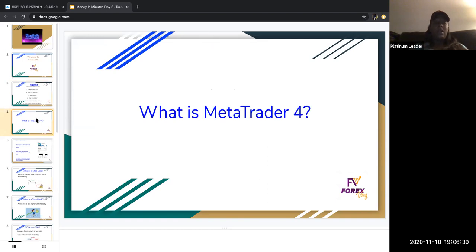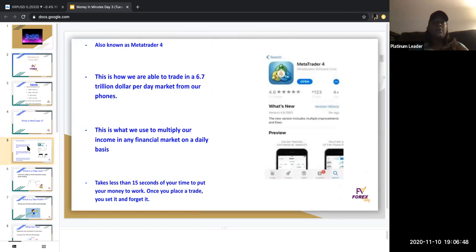Or you may even hear us say MT4. They're both the same thing. You may just hear us say one or the other. But it's also known as the MetaTrader 4, MT4.